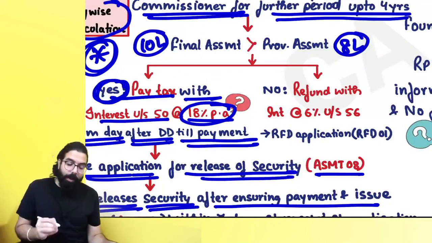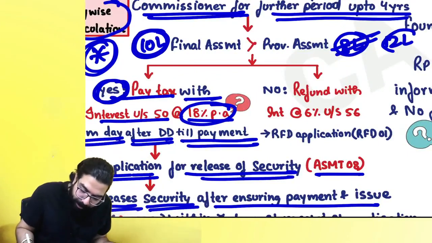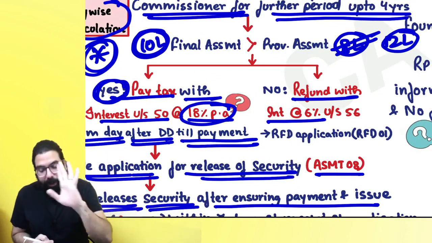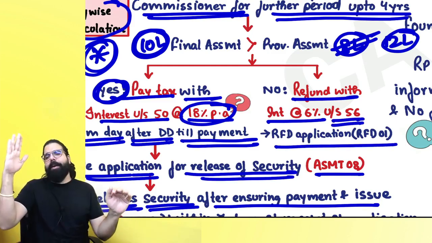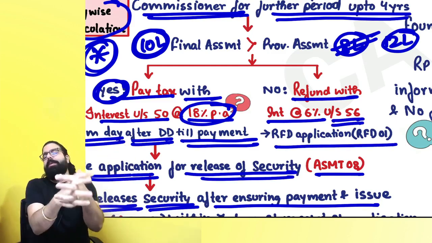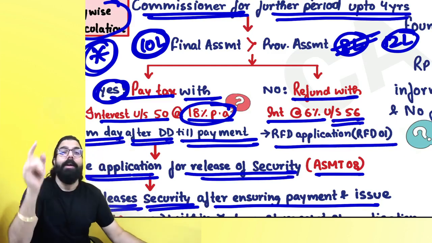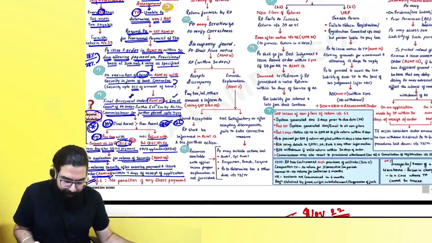Remember, if the final assessment was 10 lakh and provisionally you had paid 12 lakh rupees, then a refund will be given to you with interest at the rate of 6% under section 56. You will have to file a refund application. Then within 60 days, the refund will be given to you in your bank account. If it does not come within 60 days, then interest will be given at the rate of 6%. Okay, sir, point is clear.